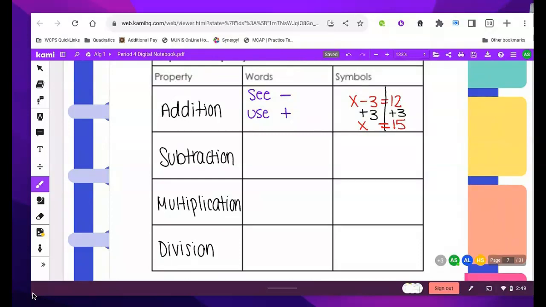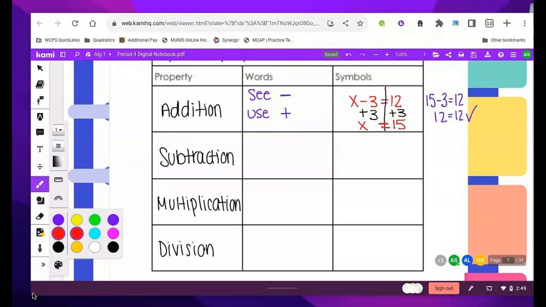So I can use the substitution method. I can substitute 15 back into my original equation. So I can do 15 minus 3 equals 12. 15 minus 3 is 12, and 12 does equal 12, so we know we did it right.